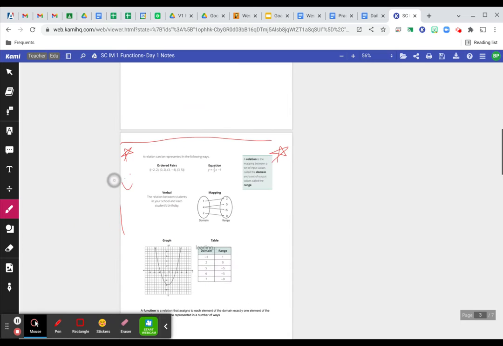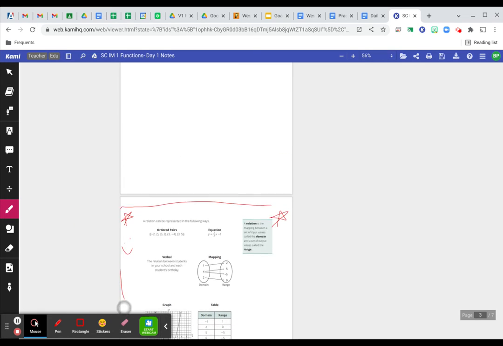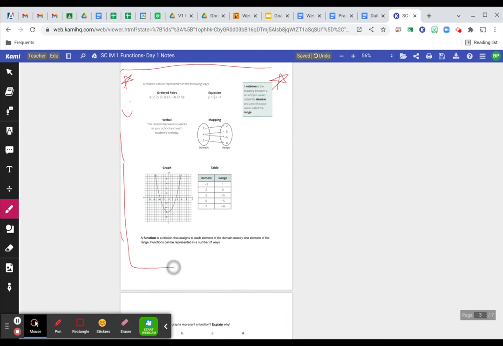Okay, this page is very important because this is the 6 ways that we are going to represent a function. Some of them you've seen before. I guarantee you've seen ordered pairs. We've all seen some form of an equation. We've all seen some form of a graph and a table. These two right here, verbal and mapping, these may be somewhat new to you, but they're all ways that we can determine if something is a function or not.